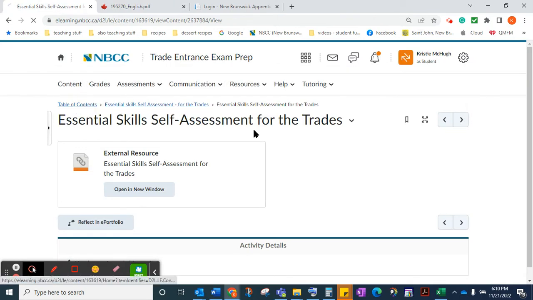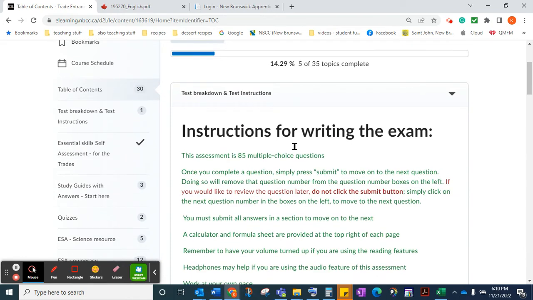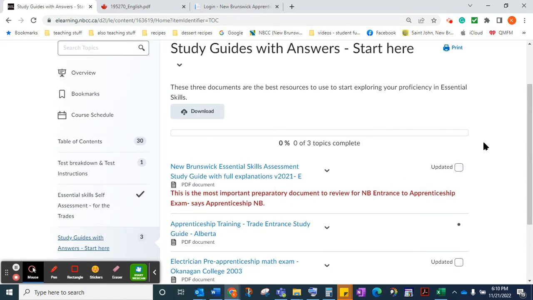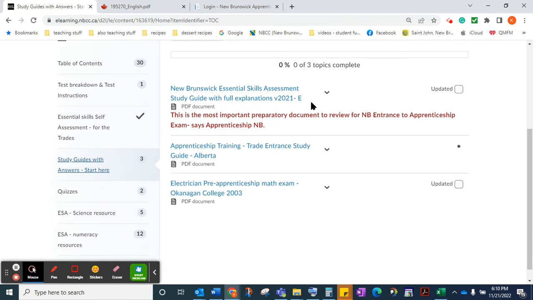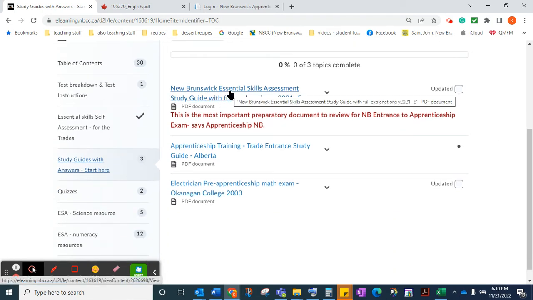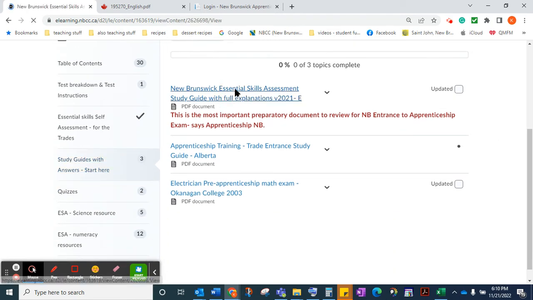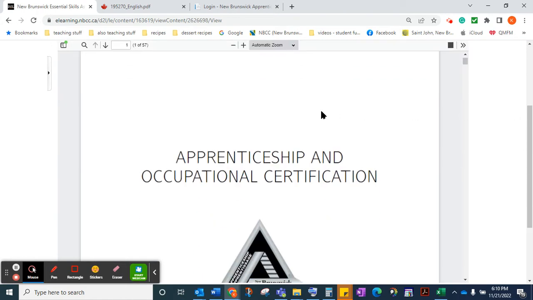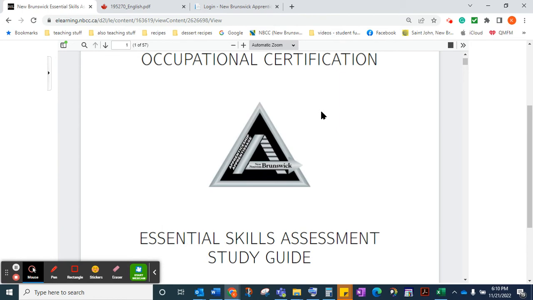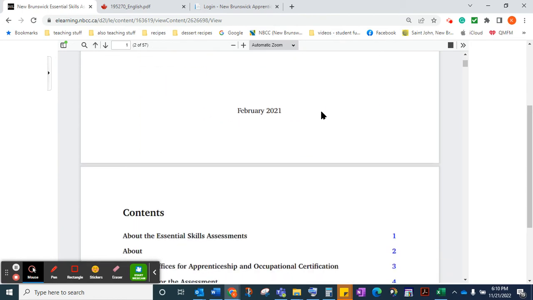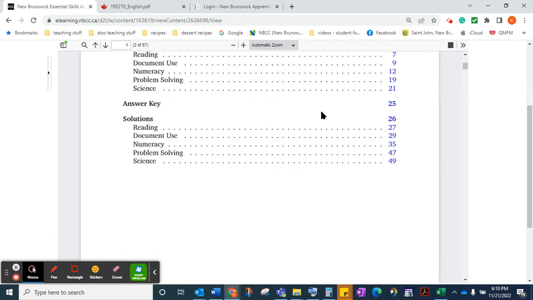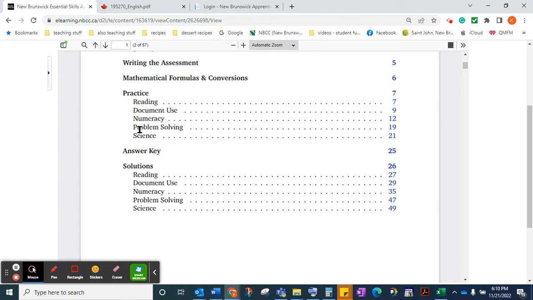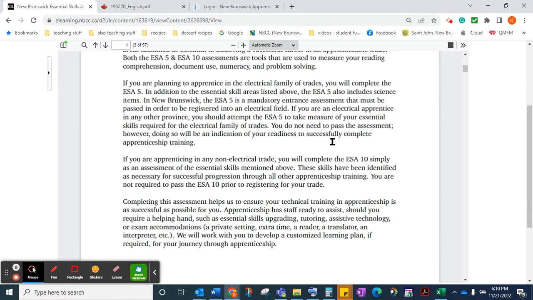Now, here's where you get to the good stuff. The good stuff. The study guide. There are 3 in here. The first one is by far the most important. It is put out by the government. Well, I don't know if it's an apprenticeship for, GNB, the government. So if you scroll on down, it's going to have questions in all these areas.